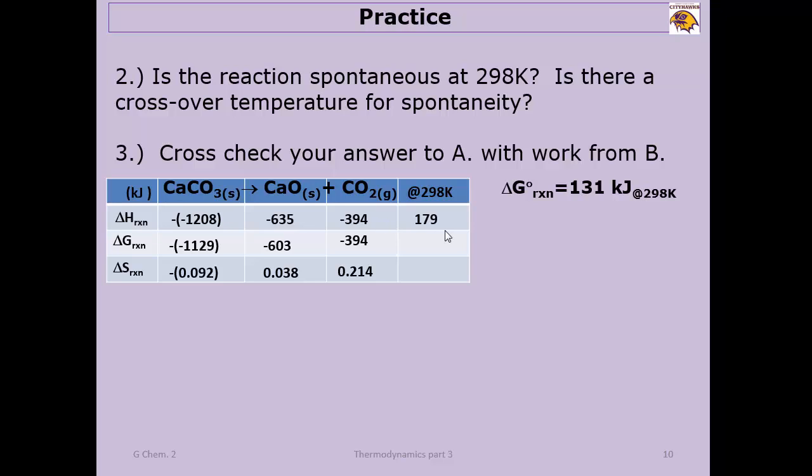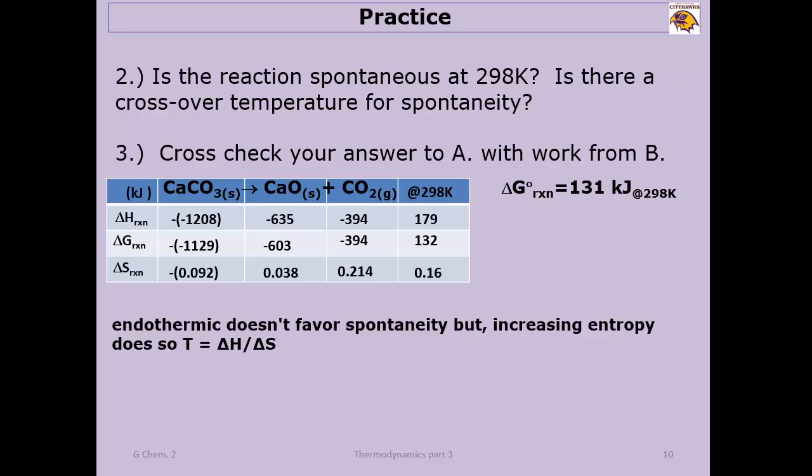You get the heat of reaction is 179, so it is endothermic, which isn't favorable to spontaneity. The Gibbs energy is 132 kilojoules, which is nice. That's comparable to what you had done with the other calculation with your plus or minus there. And then the entropy is actually slightly increasing. Now that gives me some promise, because if your entropy is increasing, you can control that with temperature. So there must be a crossover temperature in here.